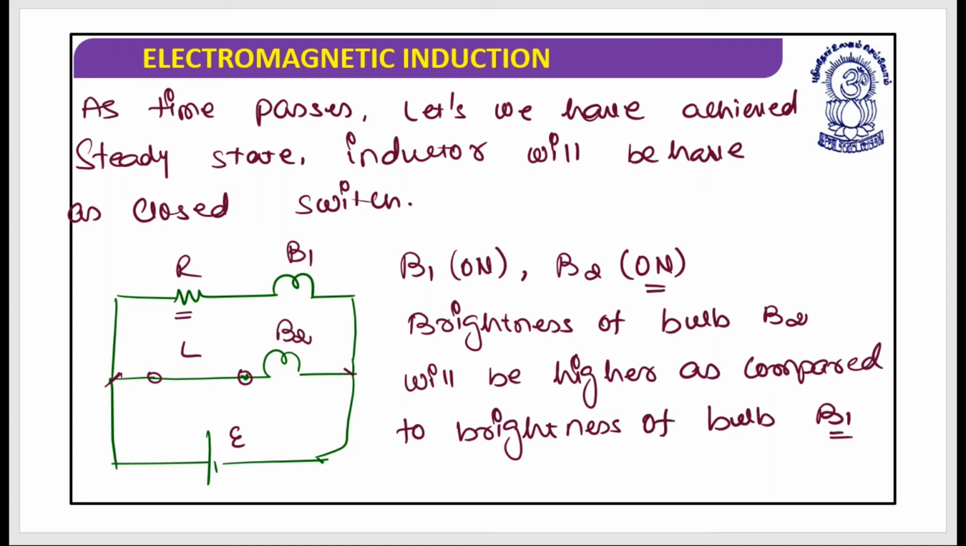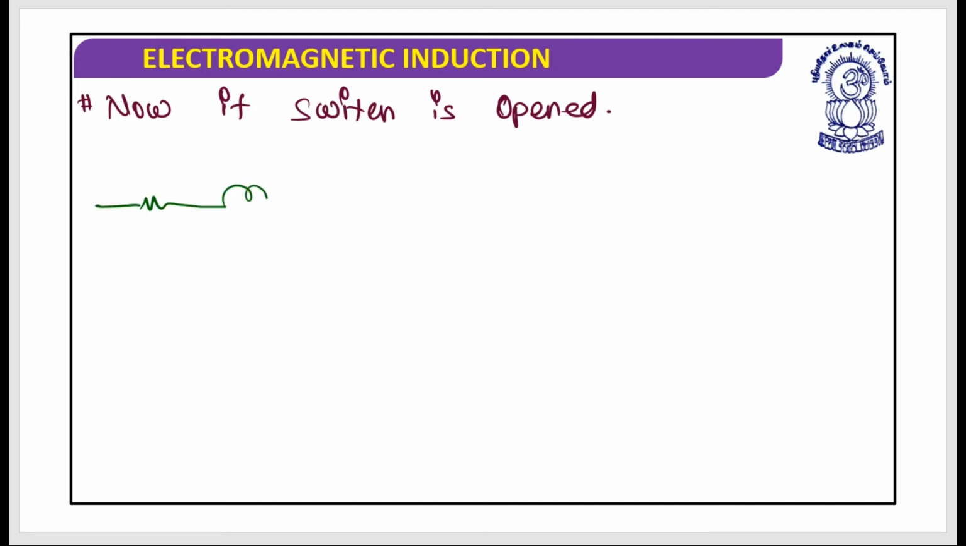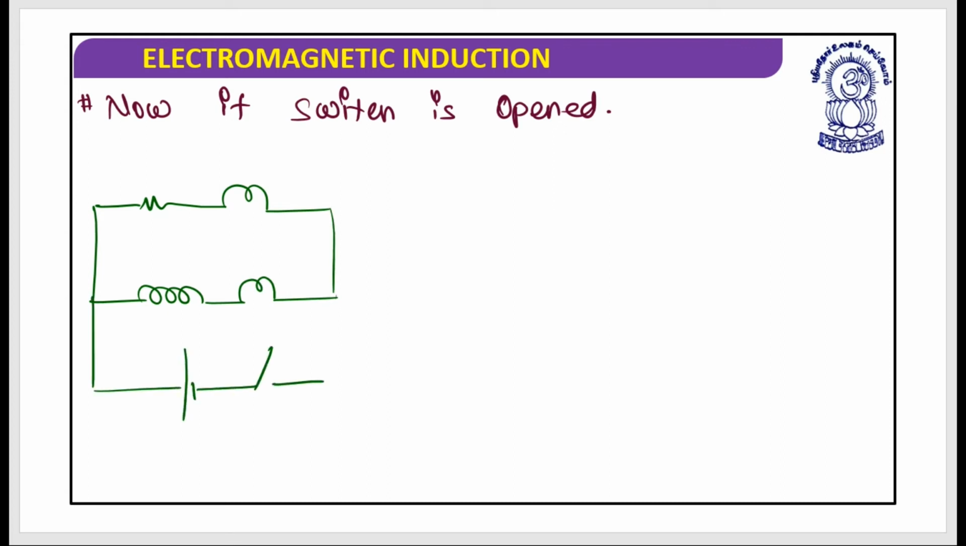I hope this is clear. So this is the instant when we have reached the steady state. The question was about this only, but let's continue this question and discuss what happens if the switch is opened. Now if the switch is open, the situation will be something like this: this was the resistance, initially this was the bulb, this was the inductor, this is bulb B2, and now the switch has been opened.